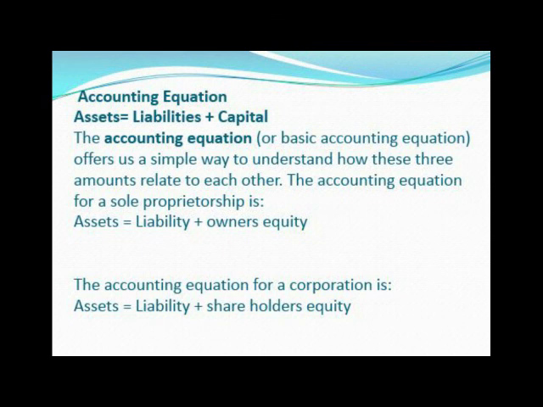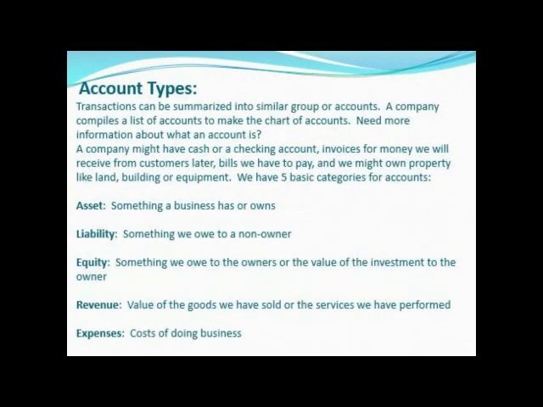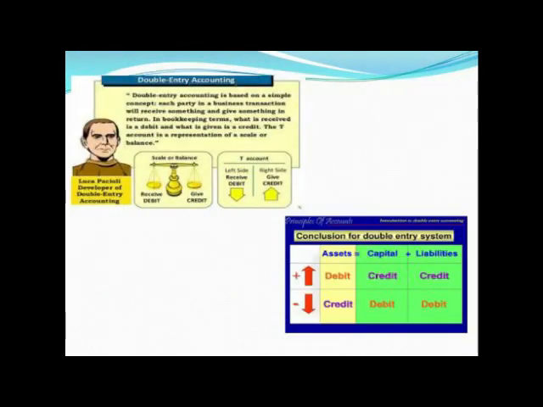Accounting equation: assets equal liabilities plus capital. We have discussed this equation many times. Assets equal liabilities plus owner equity in the case of a sole proprietor, and assets equal liabilities plus shareholders equity in the case of a corporation. The types of accounts which we have discussed: there are 5 main types of accounts: assets, liabilities, equity, revenues, and expenses. Then we discussed double entry accounting.